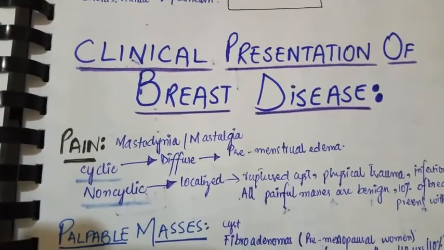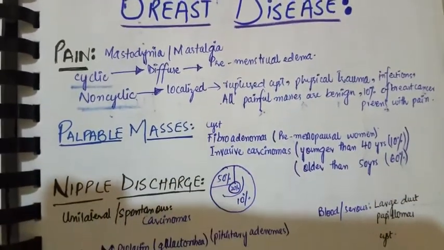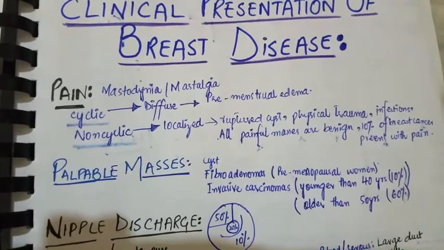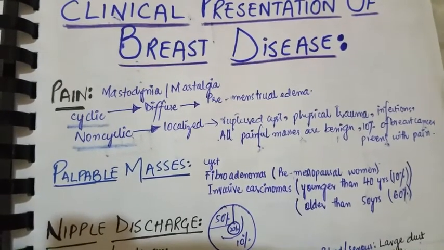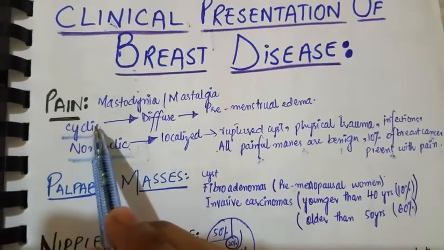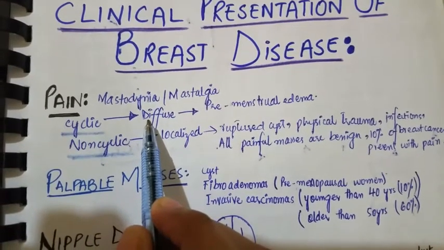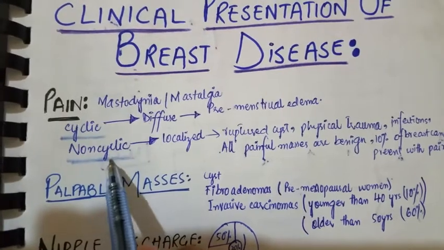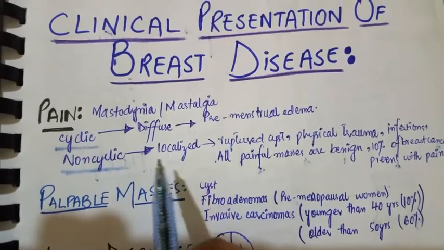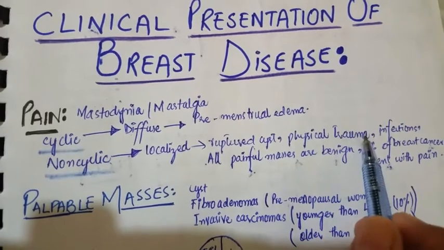Now come to the clinical presentations of breast disease. Breast disease basically presents with three features: pain, palpable masses, or nipple discharge. Breast pain is known as mastodynia or mastalgia. It may be cyclic or non-cyclic. Cyclic pain is always diffuse pain and occurs with premenstrual edema. Non-cyclic pain is always localized pain, and its causes are ruptured cyst, physical trauma, and infections.